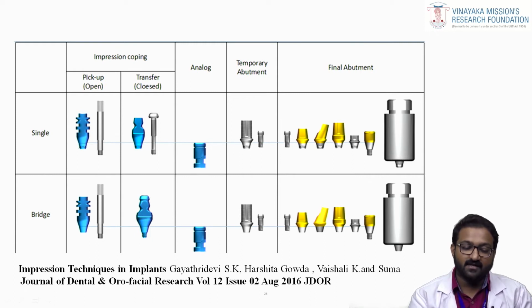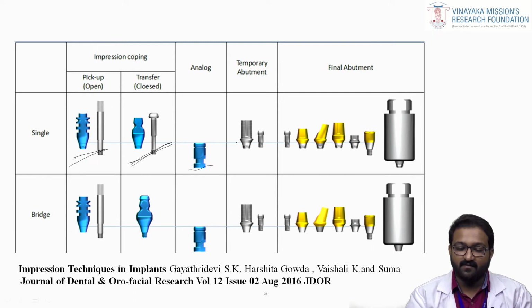This is an open tray impression coping. The first one is the open tray impression coping. The second one is closed tray impression coping. Understand? So this is the analog. This blue line, as I told you, indicates the bone level. So the analog will stay below the bone level, underneath the bone level.